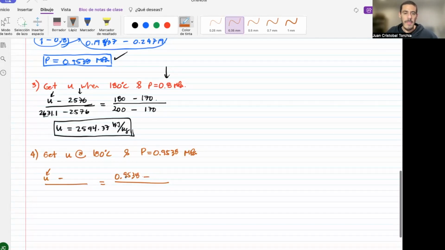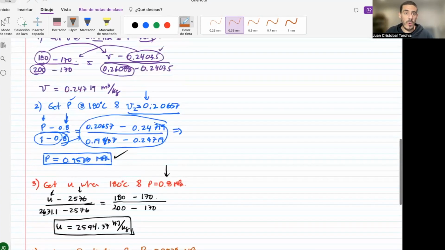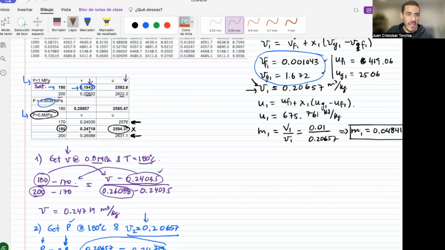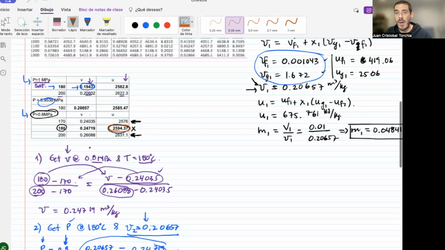So I'm going to put here the pressure part, 0.9538 minus 0.8. Remember, you can put 1 megapascal and 1 minus 0.8, or you can put it backwards; it doesn't really matter. It's going to hold the same equality. And then I need to put here 0.8 megapascals but at 180 degrees Celsius. This one is the one that I just got. So that's what I needed: the 180 degrees Celsius internal energy at 0.8 megapascals.